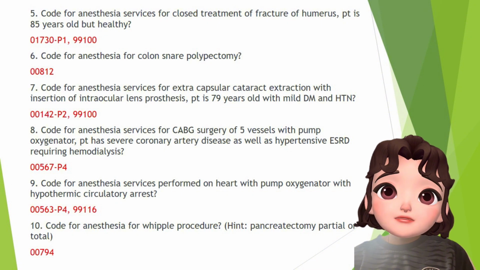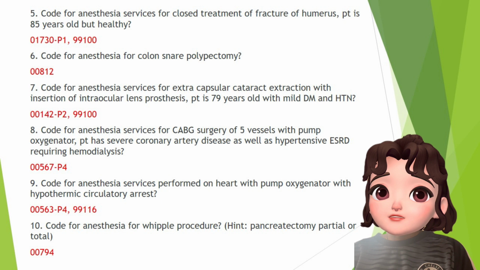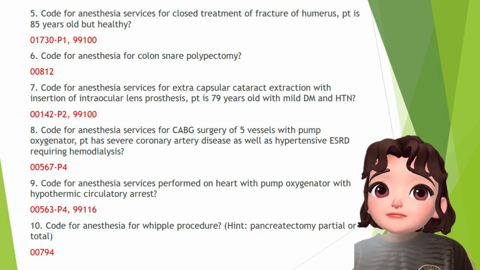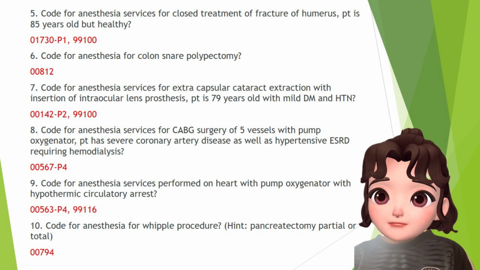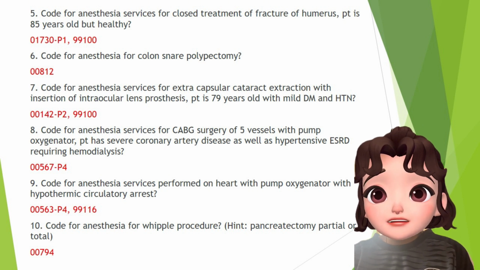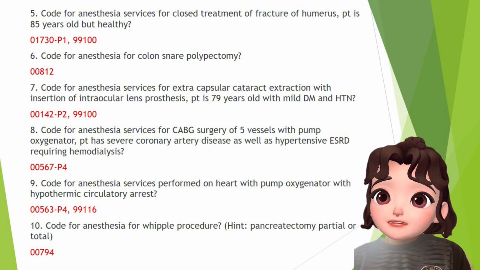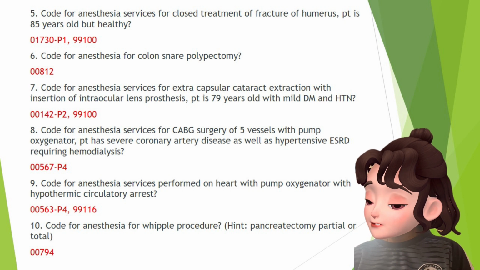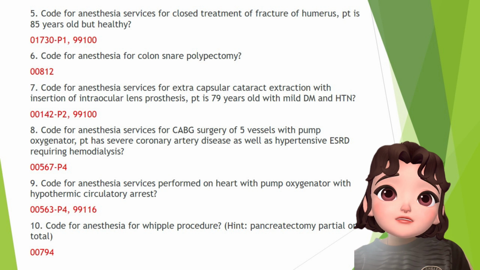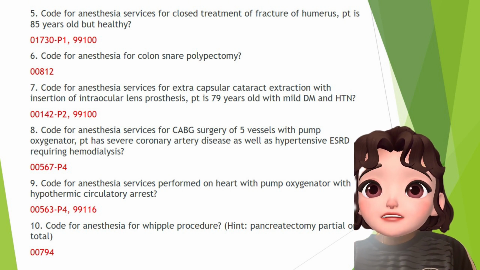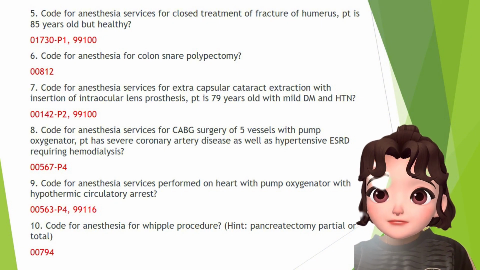So if you go to the code below, you will get 00567. Each and every word in the question is important. You need to be careful. So the code for service for CABG surgery with pump oxygenator is 00567. And the patient is having severe coronary artery disease as well as hypertensive ESRD requiring hemodialysis. So it means the patient is with a severe systemic disease which is a constant threat to life. That is why the patient requires hemodialysis. So we will use the physical status modifier P4.